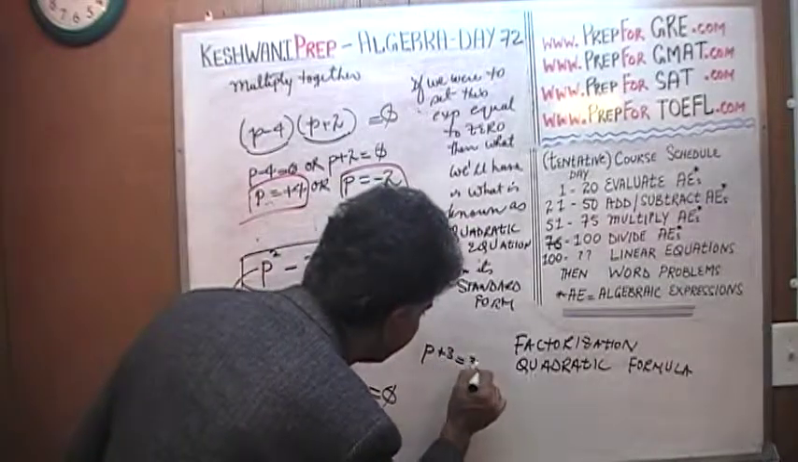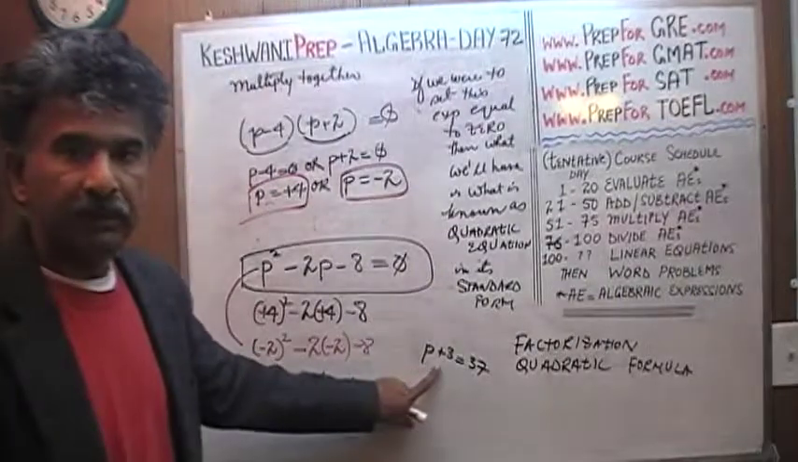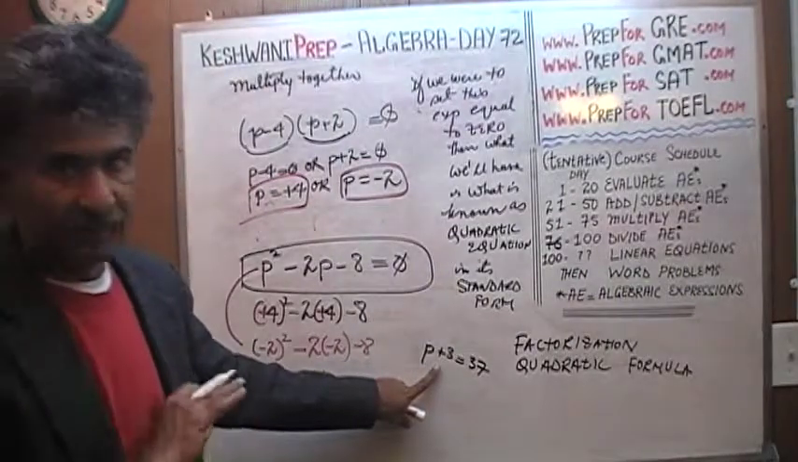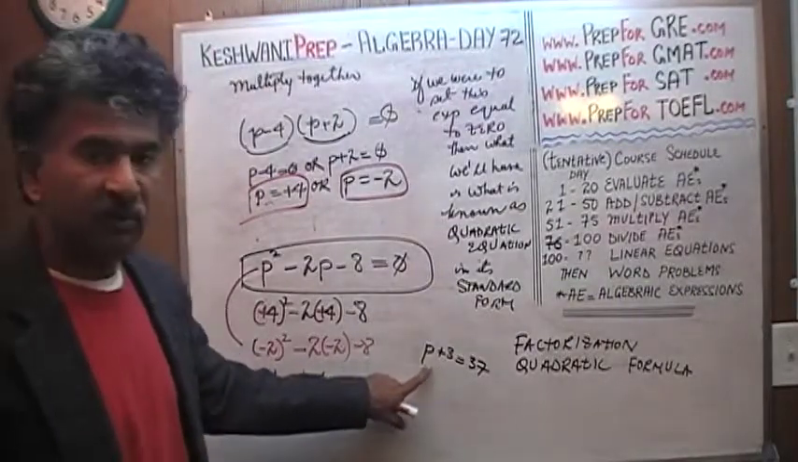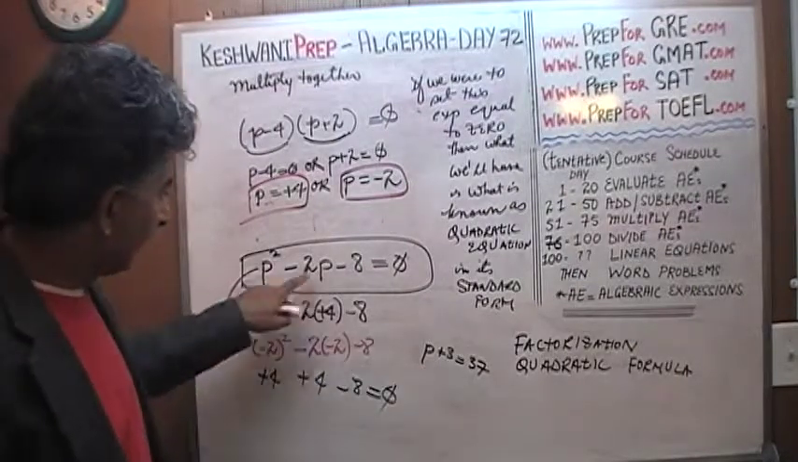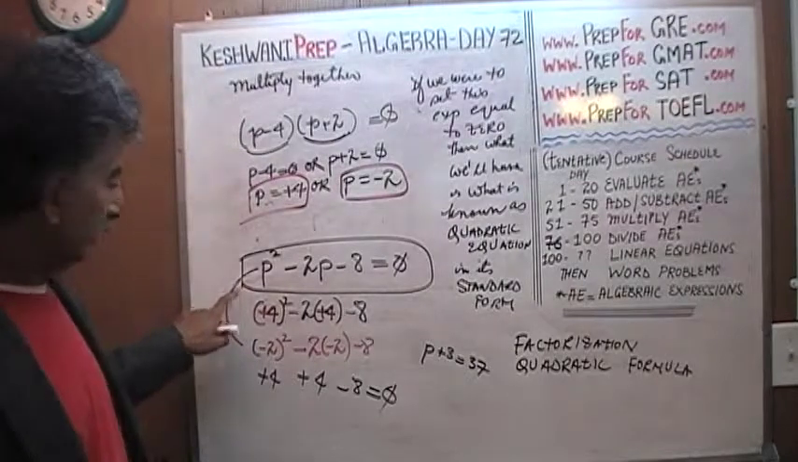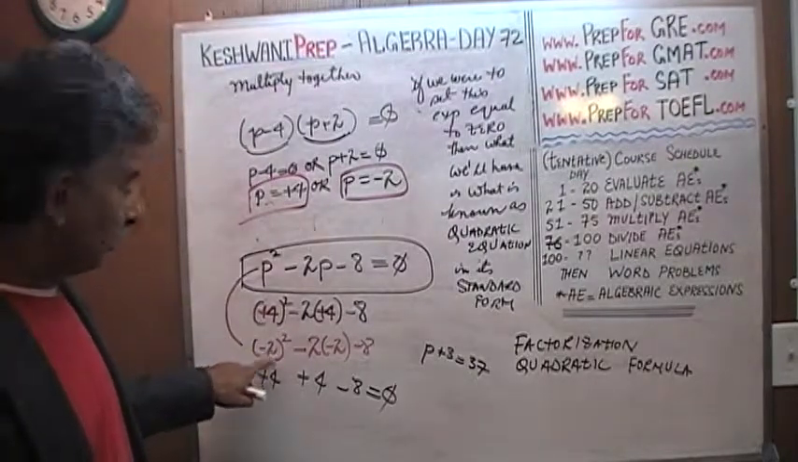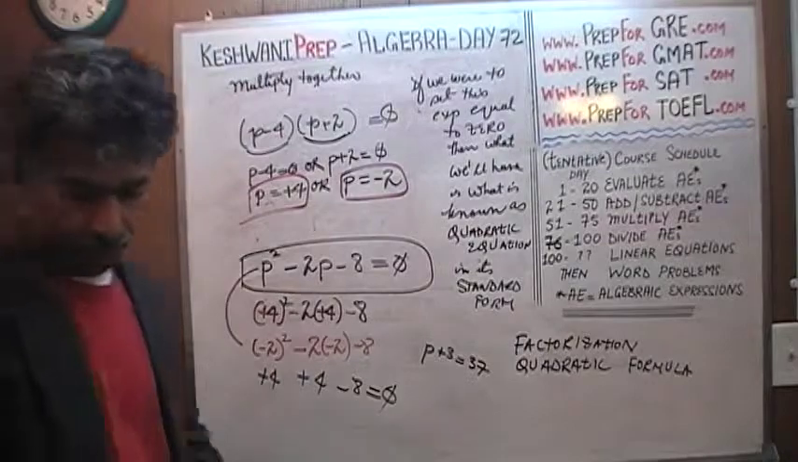P plus 3 equals 37. In this equation, p bloody well must be 34 and nothing else. No other value of p will satisfy this equation. P has to be 34 and nothing else. In this equation, p has two possible values. It can be positive 4 or negative 2. Do you understand? Let's wrap it up.